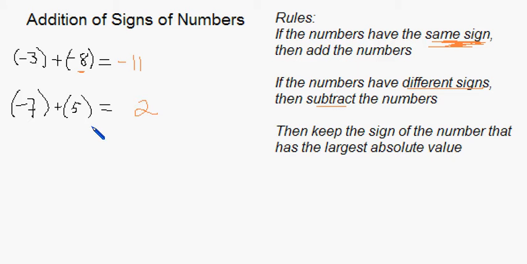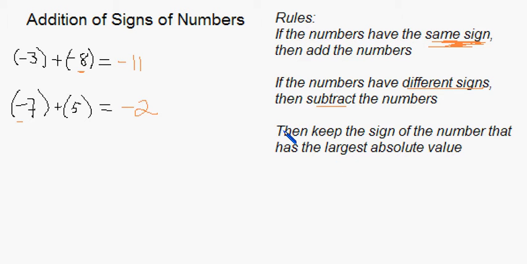So the problem is, what should the final answer be? What type of sign is the final answer going to have? Well, we have this. The absolute value of -7 is a +7, and the absolute value of 5 is 5. So you notice that 7 is larger. The absolute value of 7 is larger. So you keep the sign of the 7, or the -7 in this case. So the final answer is going to have a negative sign on it.